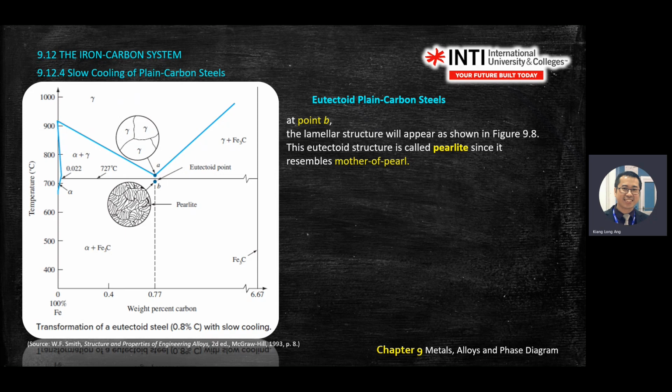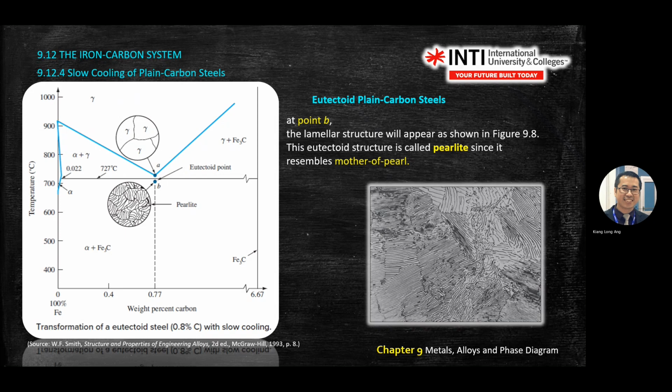Pearlite is a eutectoid structure. The name pearl is because you will see the same characteristics as you can see in natural pearl.